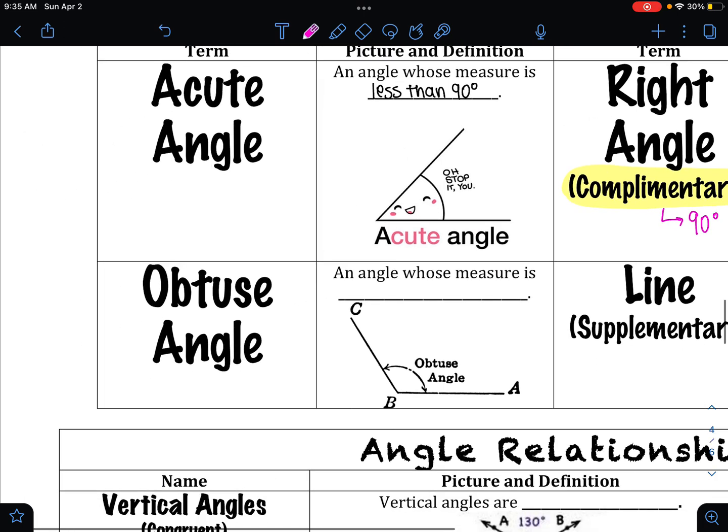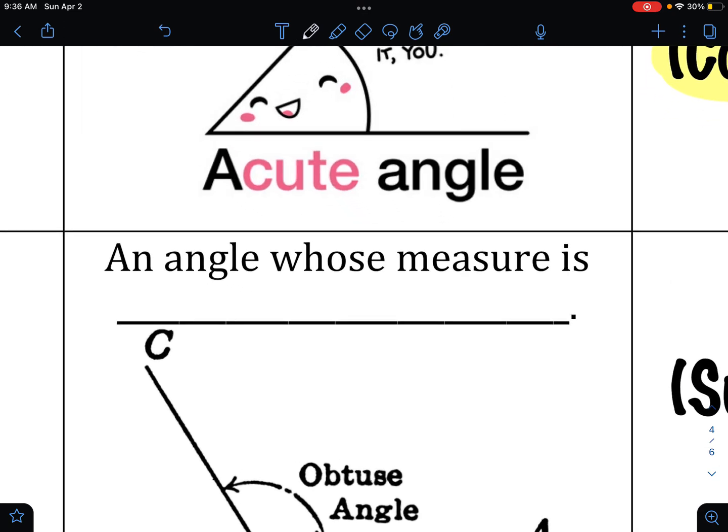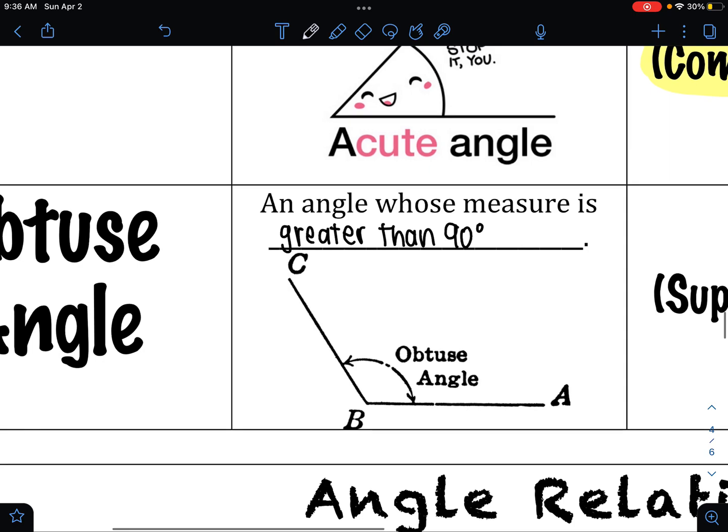All right, let's talk about obtuse angles. So I always make my voice greater. But an obtuse angle, it's a large angle. It's an angle whose measure is greater than 90 degrees. So 90 degrees is kind of the standard, the right angle, and then anything less than that, acute, anything more than that, obtuse.